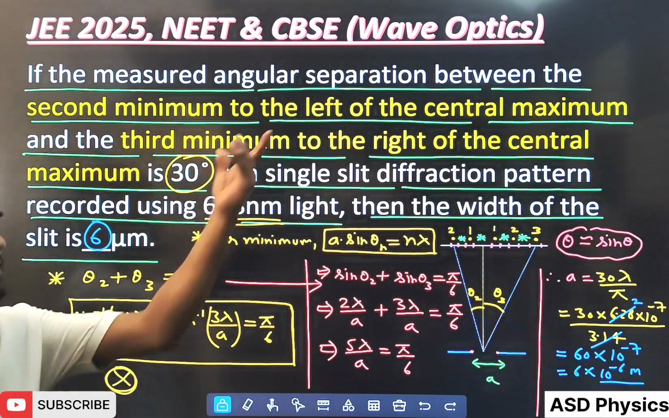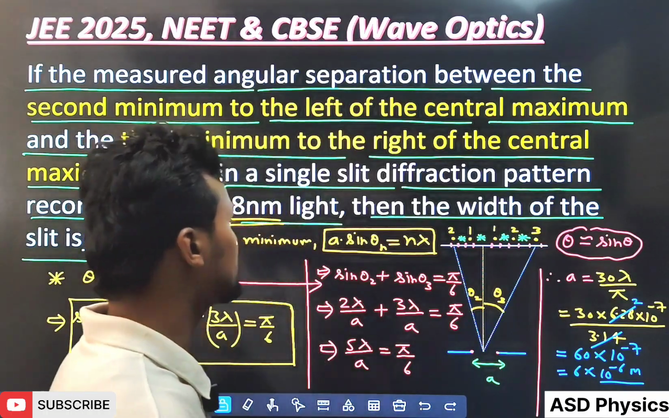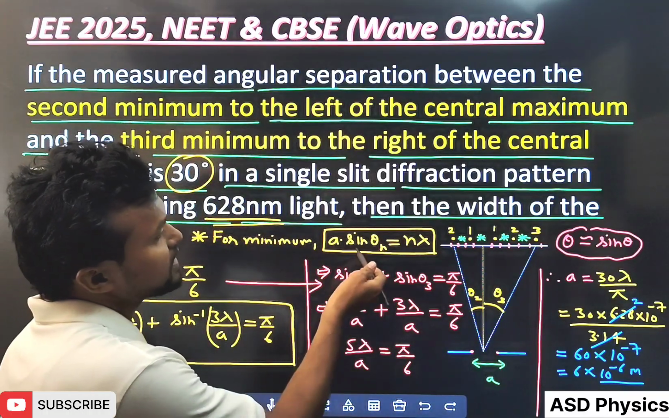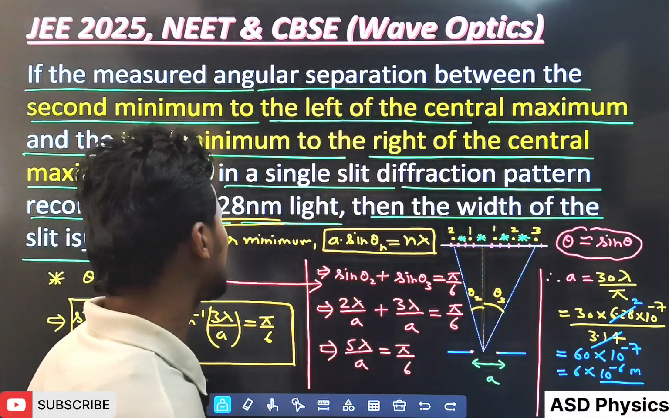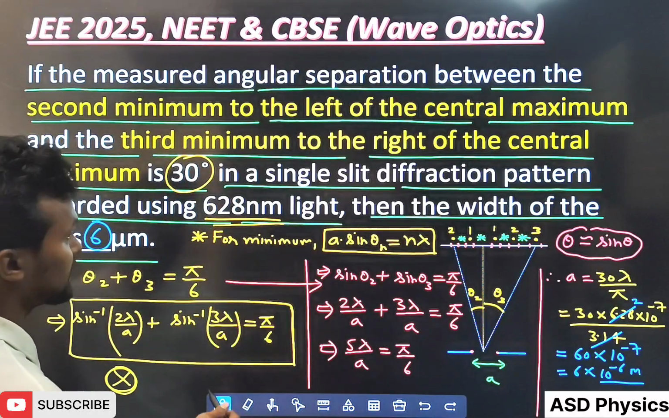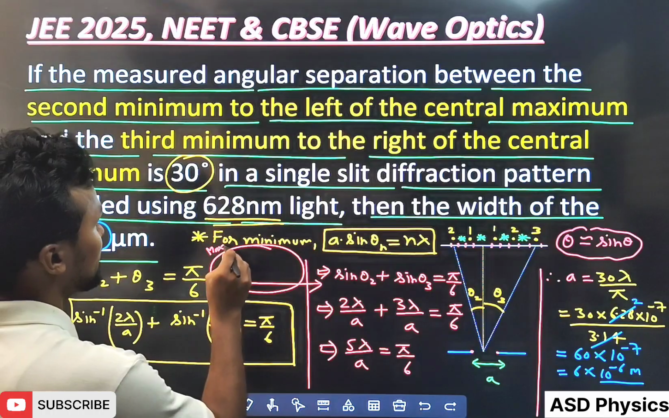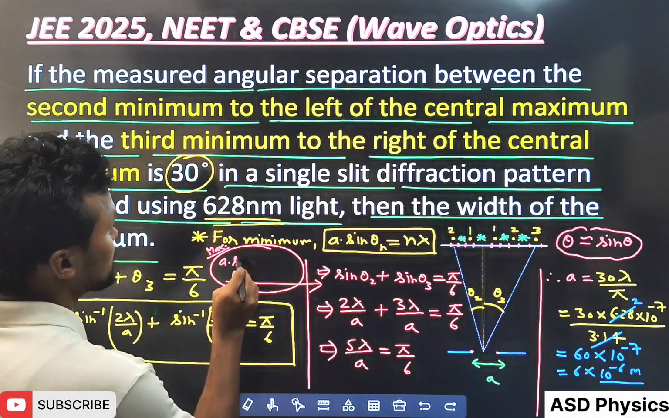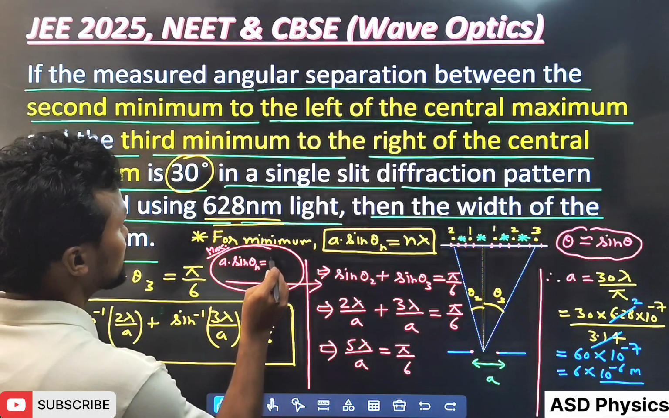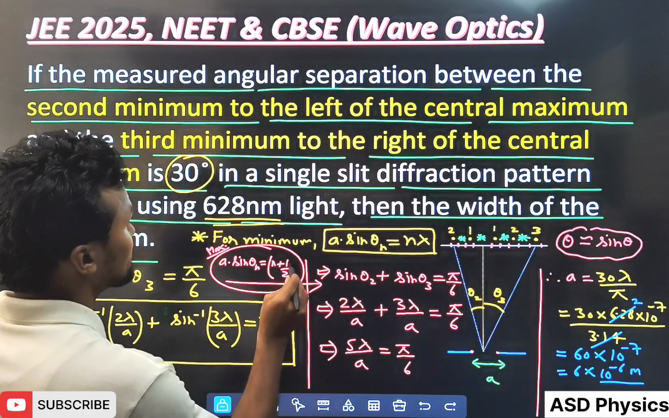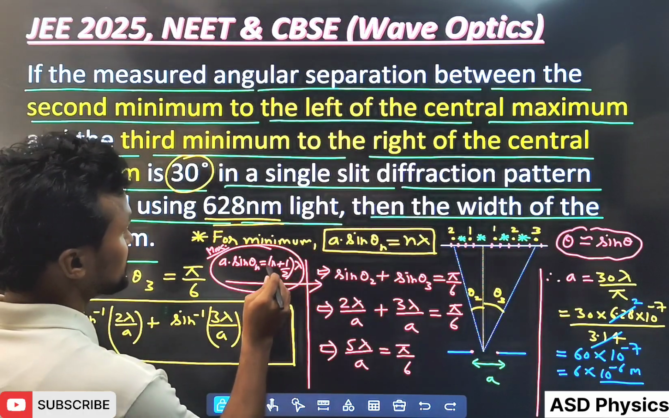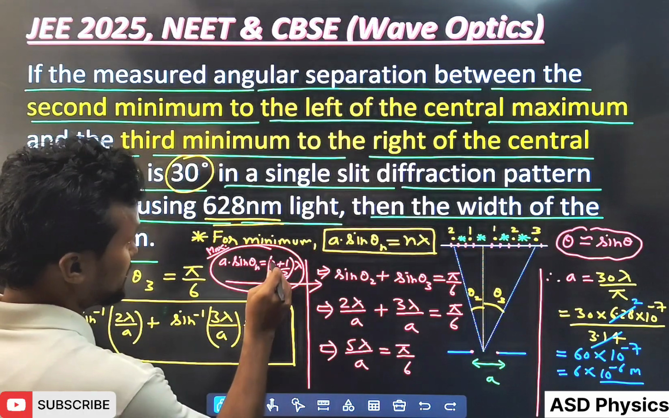And in case they have asked for maxima, for the maximum condition, a sin theta n is equal to n plus half lambda. I will write here also for the maxima condition. If in any question they ask maxima, the condition is a sin theta n is equal to n plus half lambda. This is the condition. Kindly remember that this is the n.